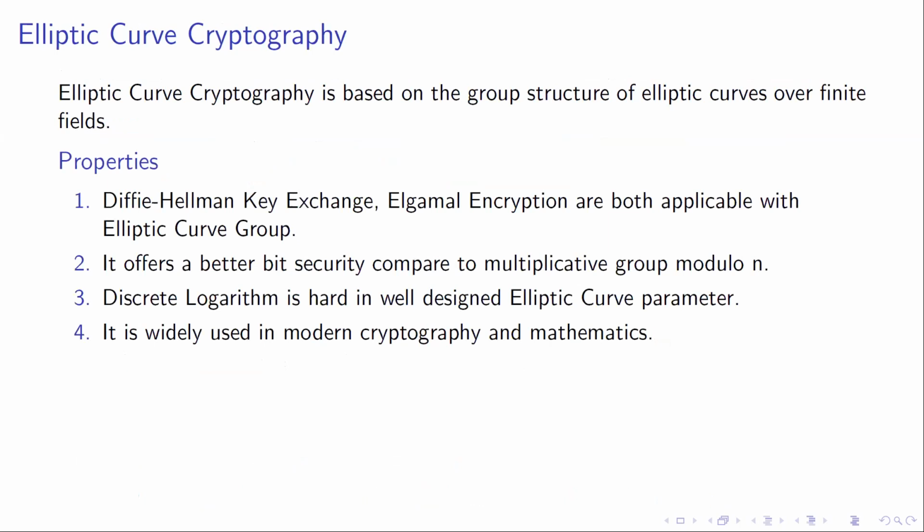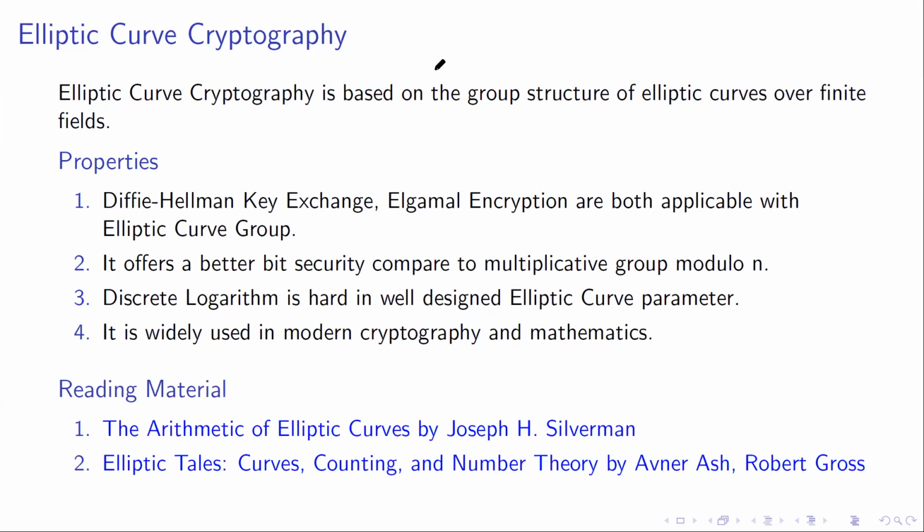Then elliptic curve cryptography is based on the group structure of elliptic curves over finite fields. Some properties: the Diffie-Hellman key exchange and ElGamal encryption are both applicable with an elliptic curve group. It offers better bit security compared to the multiplicative group modulo n. Discrete logarithm is hard in well-designed elliptic curve parameters, and it is widely used in modern cryptography and mathematics. And the rest are just some resources.